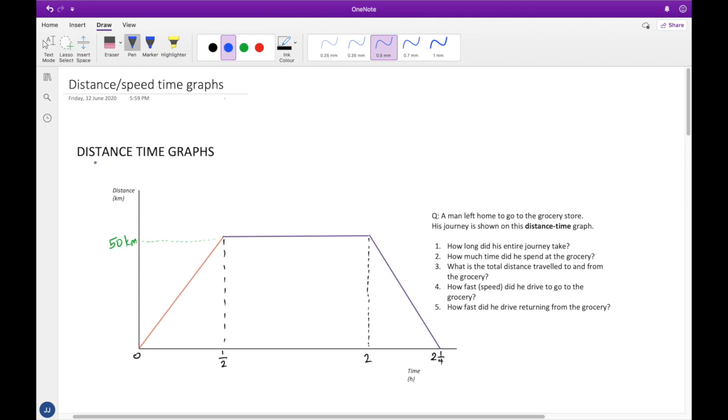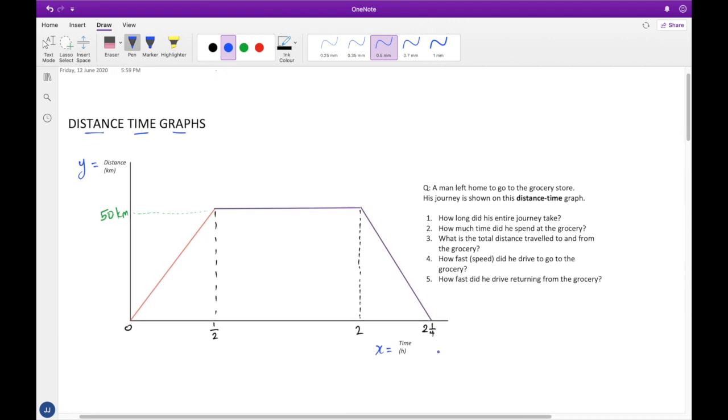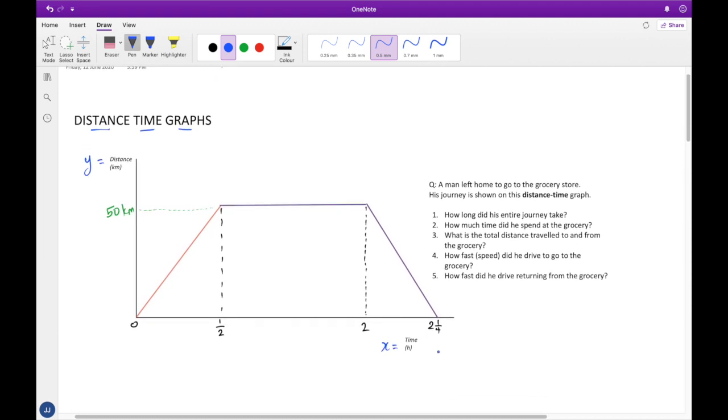A distance time graph is basically a graph in which you always have the y-axis being distance, and you'll always have the x-axis being time. With these graphs, we would usually find that time is on the x-axis. Now we can see that this graph shows a journey that is illustrated in this question over here.